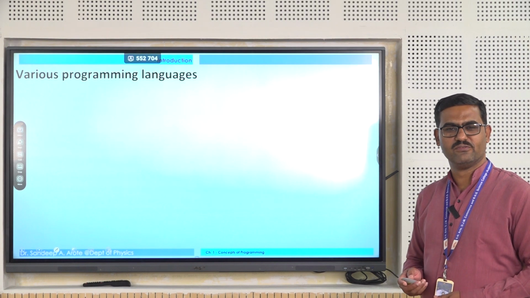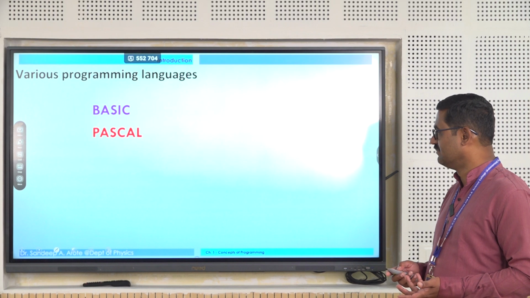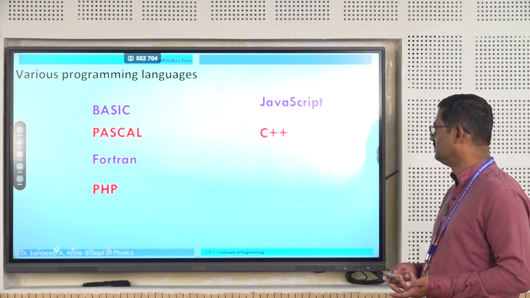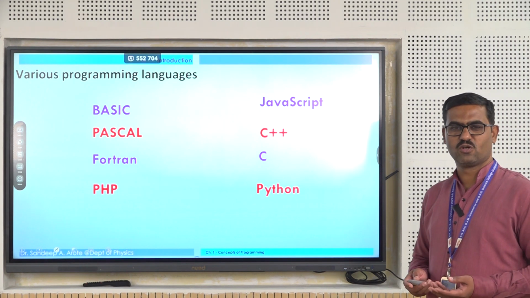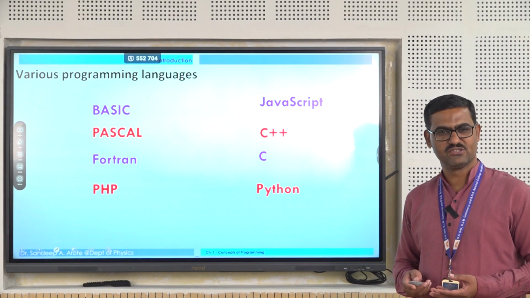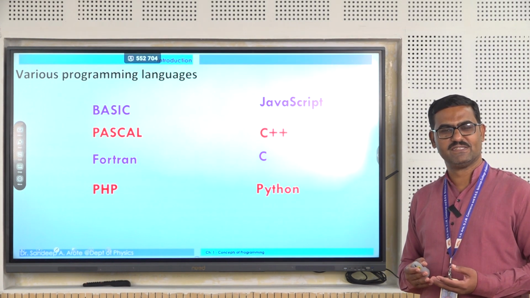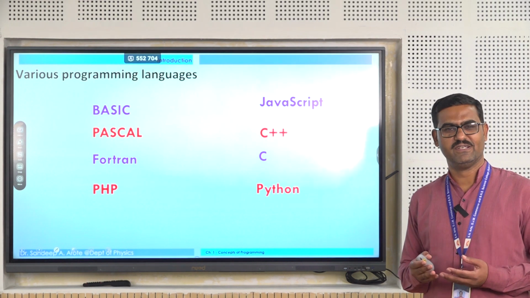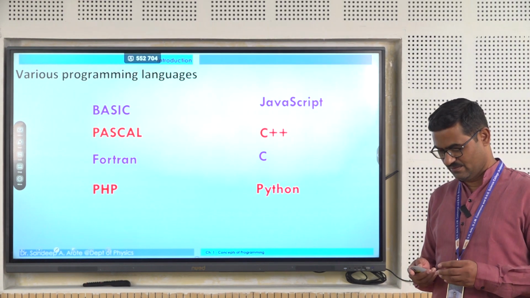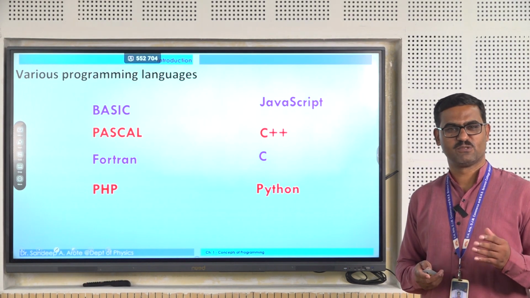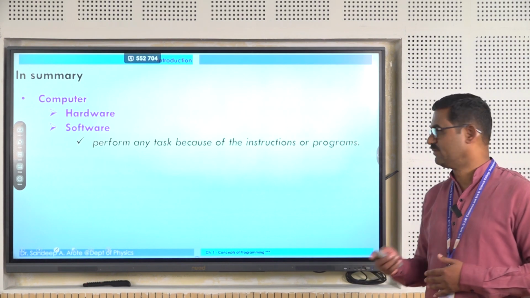Now till date, various programming languages have been developed for various purposes. These are such as BASIC, Pascal, Fortran, PHP, JavaScript, C++, C, Python and so on. All these languages have their pros and cons, with some advantages and disadvantages. All these languages were developed over time for specific tasks to be done. Some of them for scientific purposes, some for editing purposes, some for animation purposes.